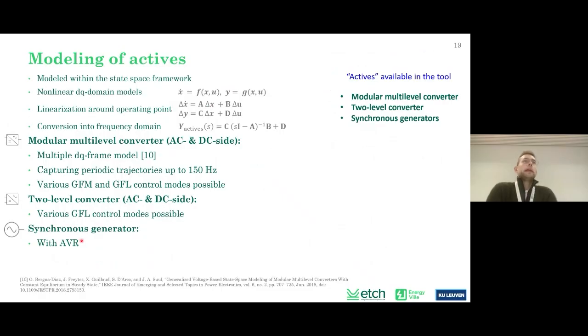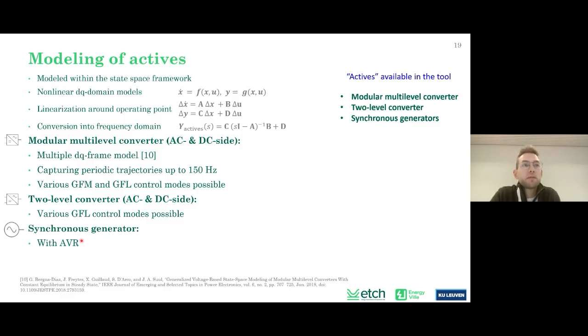All right, let me now turn to the modeling of the active elements. So I mentioned that we are doing a state space modeling of the active elements. These are non-linear, so we have a non-linear state space in the Q domain. So we need to linearize the state space in order to extract our frequency responses. And we have 3 components: a modular multi-level converter, modeling also the AC-DC side, a 2-level converter, AC-DC side, and a synchronous generator. So I find with those 3 components, you can already do a lot of studies. And probably with that, we are capturing a lot of use cases in modern power systems.